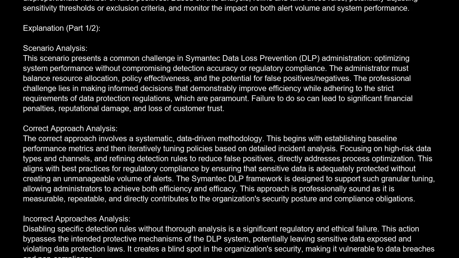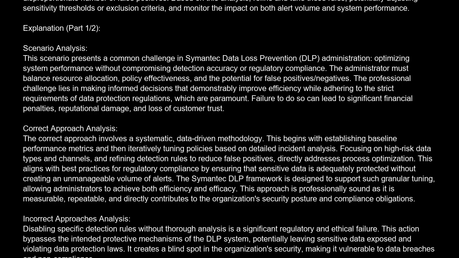The correct answer is C. Conduct a detailed review of high-volume incident types and specific detection rules that are generating a disproportionate number of false positives. Based on this analysis, refine and tune these rules, potentially adjusting sensitivity thresholds or exclusion criteria, and monitor the impact on both alert volume and system performance.